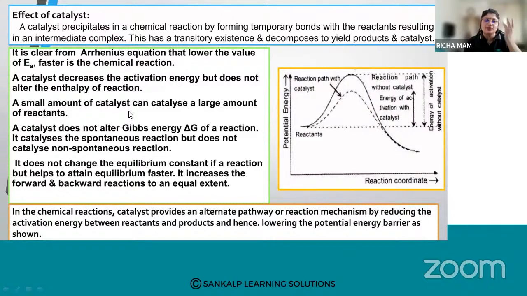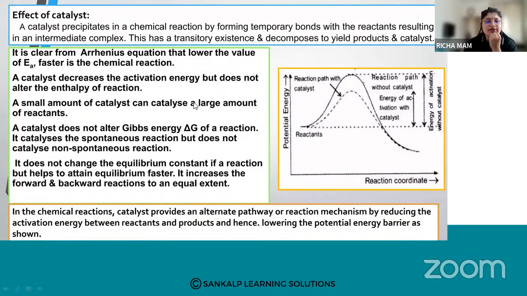A catalyst is a substance which will either increase the rate of reaction or decrease the rate of reaction without itself undergoing any permanent chemical change. It will not undergo any permanent chemical change.